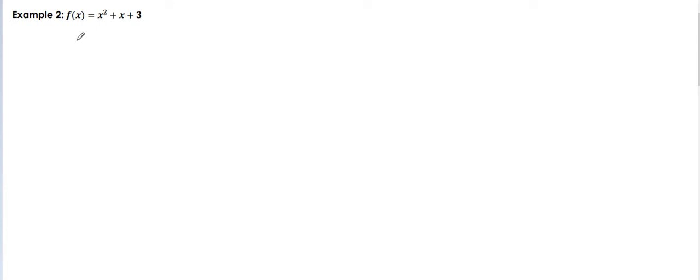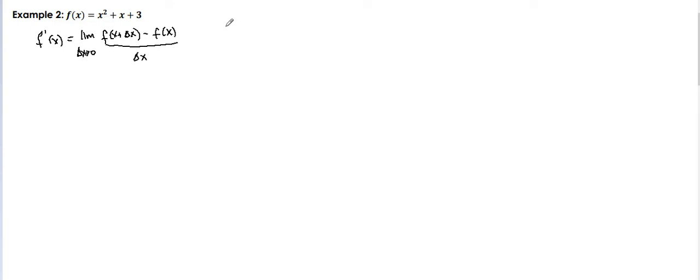Let us have example number 2. So we have here f of x equals x squared plus x plus 3. Okay, so again, using our formula, f prime of x is equal to the limit of f of x plus delta x minus f of x all over delta x as delta x approaches 0. We can get the derivative of this function.